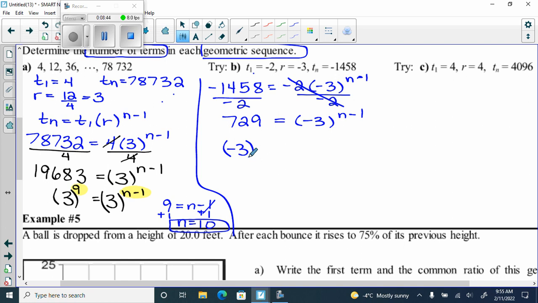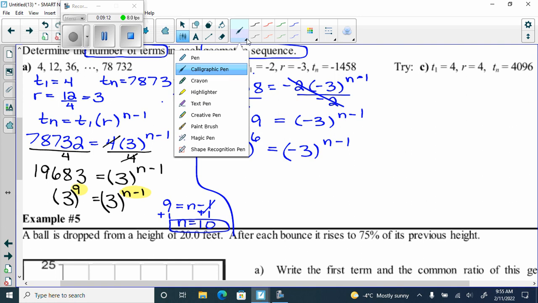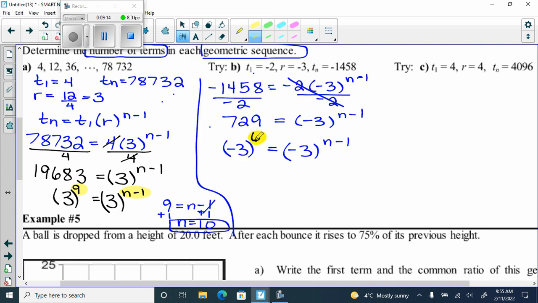So if I do negative 3 squared, it's 9. Negative 3 to the 4, it's 81. Negative 3 to the 5 is 729? No. Nope, because that would be odd. It must be 6. I realized after it can't be a 5 because negative 3 to the 5 would be a negative number, and I need a positive 729, right? Negatives to an even exponent make a positive answer. Negatives to an odd exponent give me a negative answer. And so I get negative 3 to the n minus 1. Now, if this is equal to this, what must n be? 7. Because 7 minus 1 is 6.